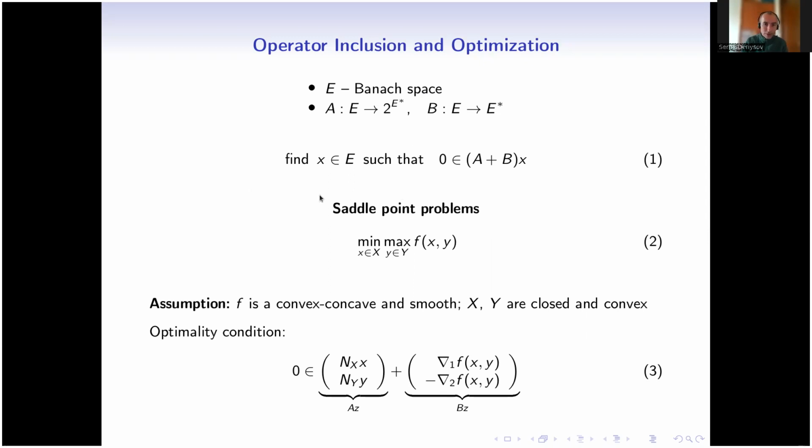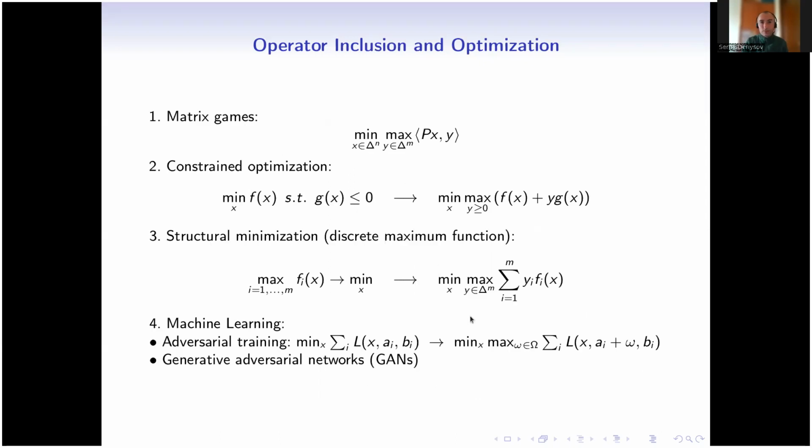One prominent example is saddle point problem. As you see it here, we use normal cone for operator A, and operator B consists of gradients of function. Also, matrix games, constraint optimization, structural minimization problems, and some machine learning problems can be formulated as minimax problem, and as a result as operator inclusion problem also.